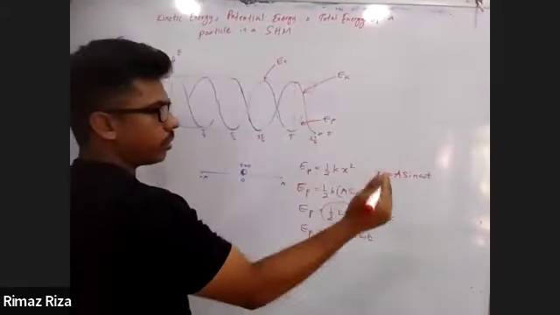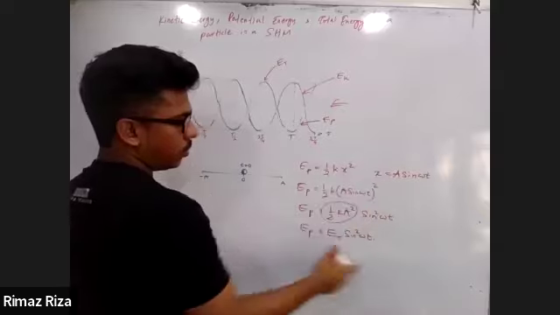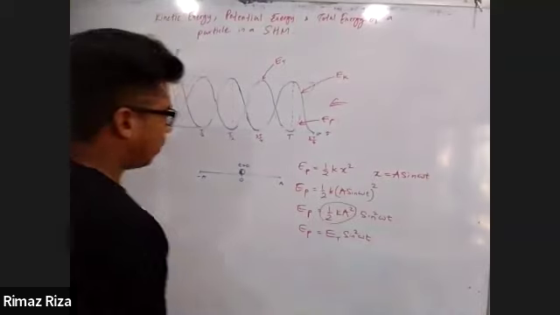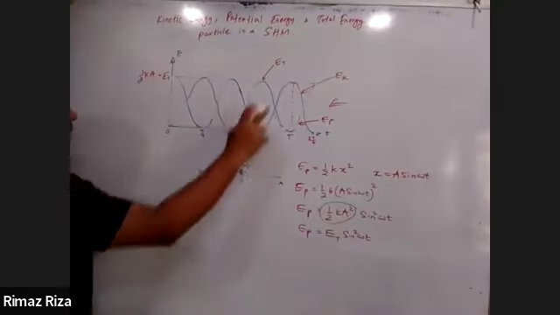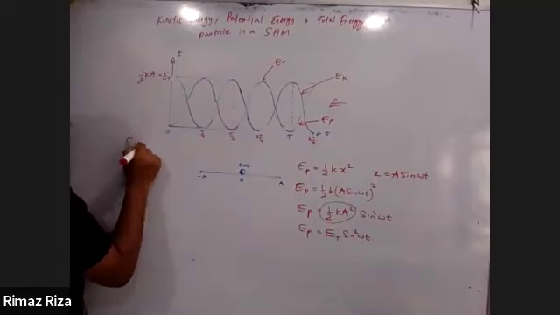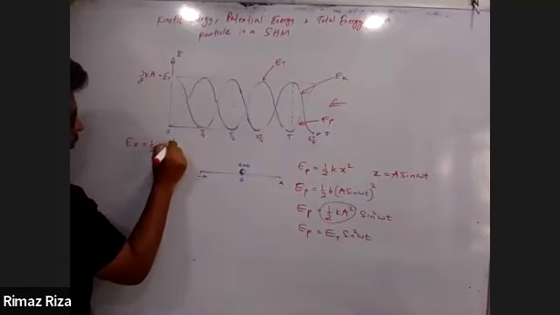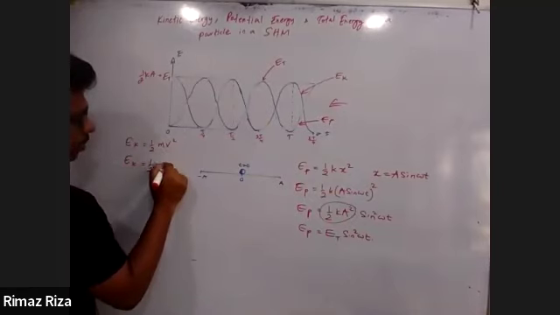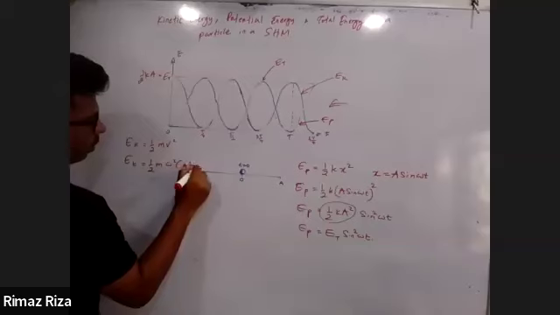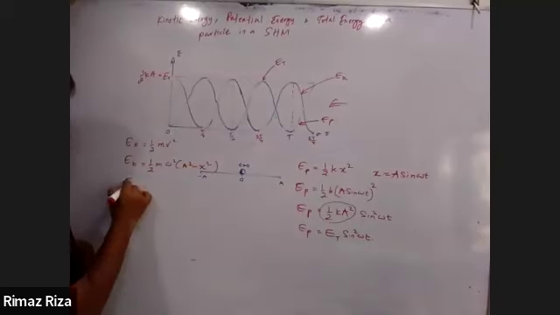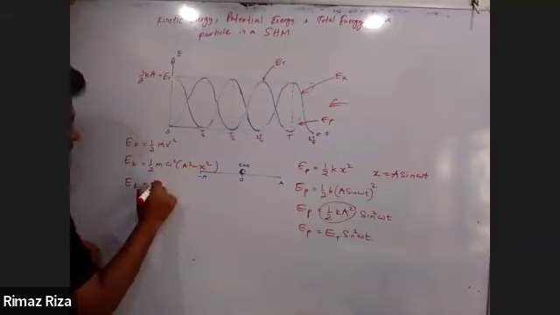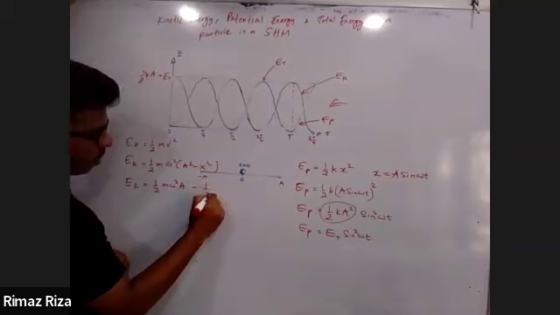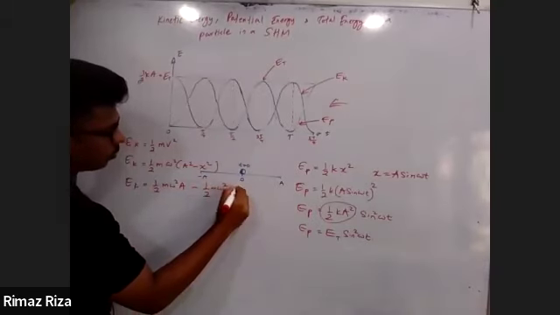So in your syllabus, you have only this graph. They won't ask how this comes. This relation and all, no need to explain. So kinetic energy, we have E_k equals half m v squared. So E_k equals half m, v squared is actually omega squared times a squared minus x squared. So then E_k equals half m omega squared a squared minus half m omega squared x squared.